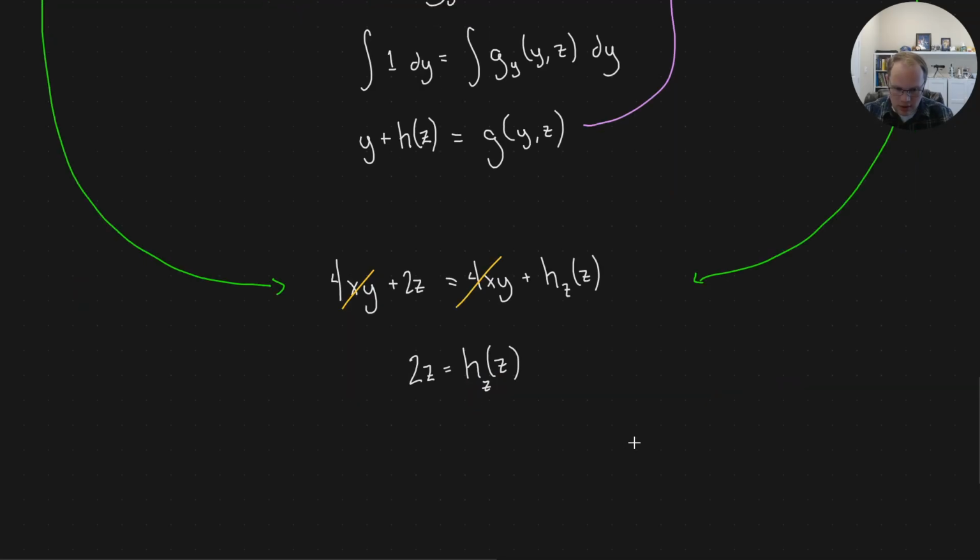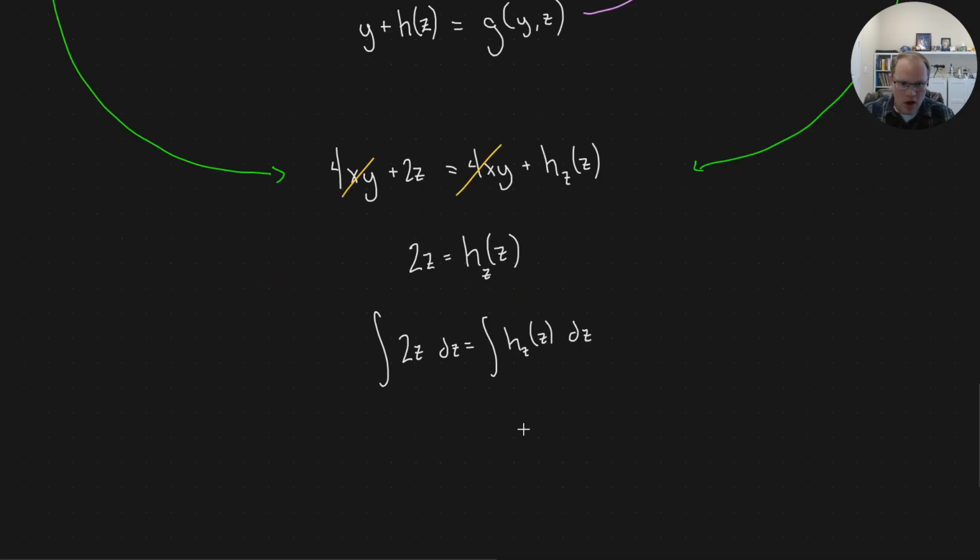I want h, not the derivative of h, so let's integrate with respect to z on both sides. On the right-hand side, I'm taking the integral of a derivative, so it just cancels out. I just get h of z. On the left-hand side, the integral of 2z is going to be 2z squared over 2, or just z squared, right? Plus a constant.